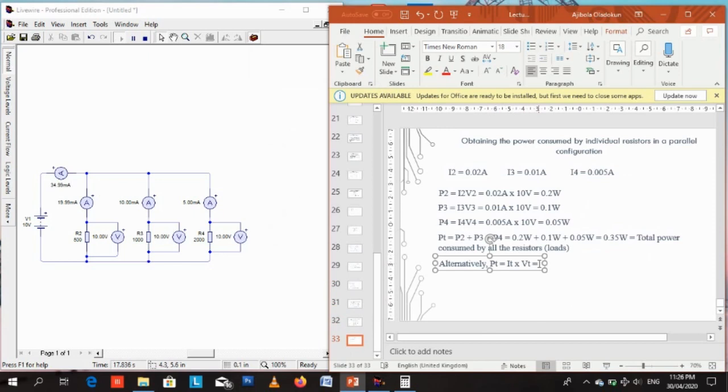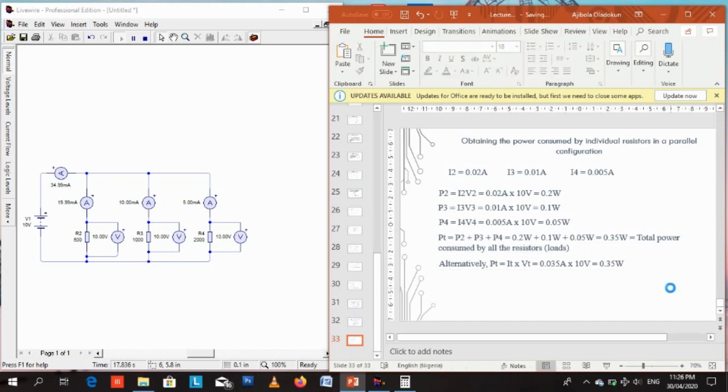We've gotten that before. Total current is 0.035 amps. We've obtained that before. Multiplied by total voltage, which is 10 volts. So this is another way of getting total power. Apart from adding the individual power consumed together, we can get total power by just multiplying total current by total voltage, which is 0.35 watts.